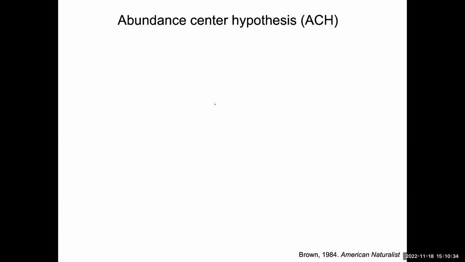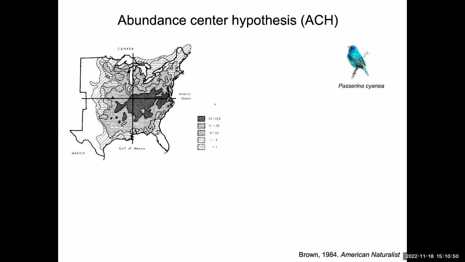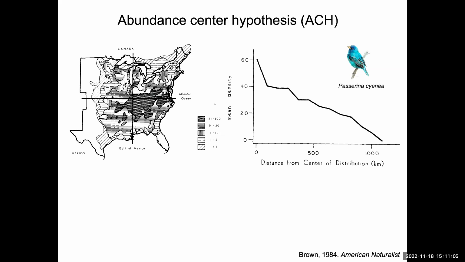One of the most used hypotheses to explain range limitation is the abundance center hypothesis. That hypothesis was proposed in 1984 by James Brown in a paper published in American Naturalist. And he published this map. The map shows the variation of the density of this bird. The intersection of the vertical and the horizontal line represents the center of the range, and you have the periphery here. He observed that the average density decreased from center to periphery.